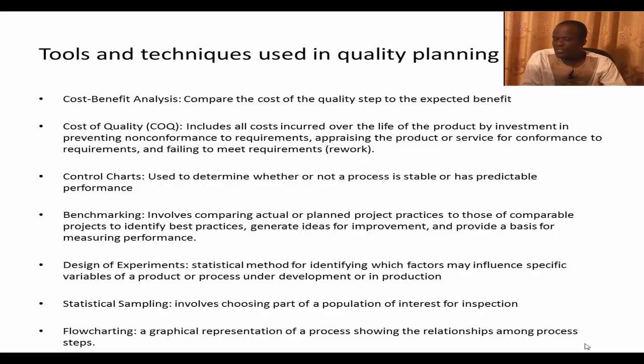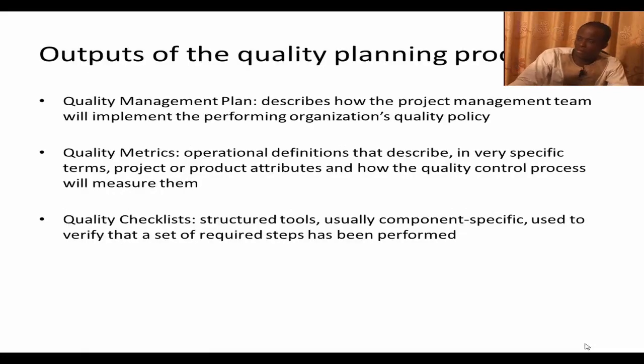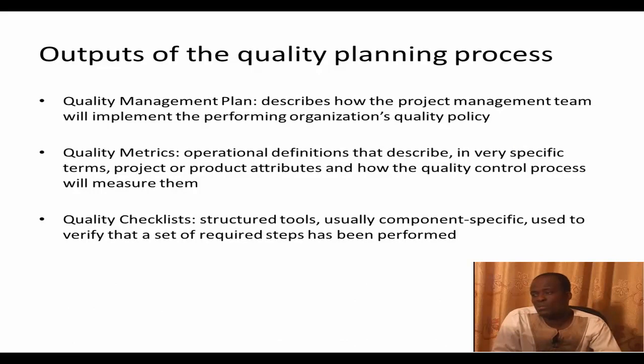Then flow charting is a graphical presentation of the process, showing the relationships among process steps. Now let's look at some outputs of the quality planning process. Okay, as I indicated earlier, we have the quality management plan, the quality metrics, and the quality checklist.